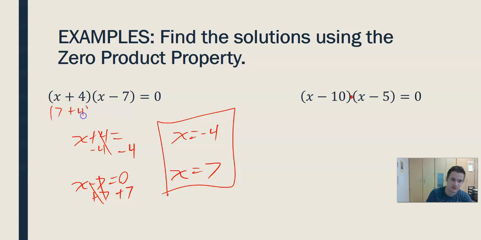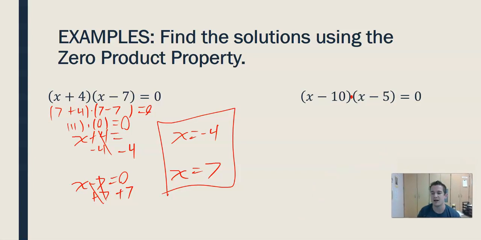7 plus 4 times 7 minus 7 equals 0. That would be 11 times 0, and that indeed is equal to 0. So my solutions are negative 4 and positive 7.